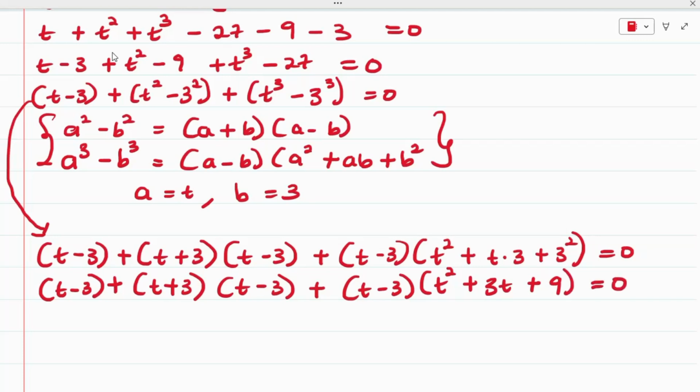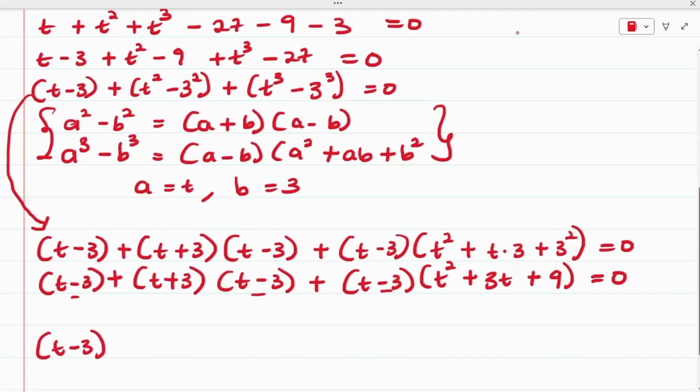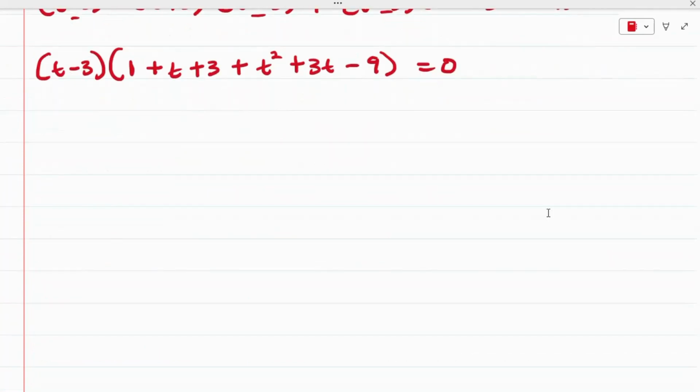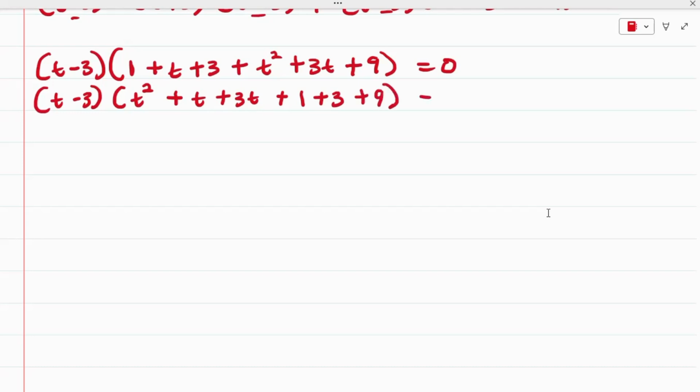and this is equals to 0. So if we simply factor out t minus 3, which is a common term, we have t minus 3 into, now if we factor out t minus 3, we have 1 left, plus we factor out t minus 3 from here, we have t plus 3, plus we factor out t minus 3, we have t squared plus 3t plus 9, and this is equals to 0. So from here, we have this to be t minus 3 multiply. Now let's simply arrange this. We have t squared first plus, taking the t, we have t plus 3t plus the digits, we have 1 plus 3, sorry, this is plus 9, and this is equals to what? 0.